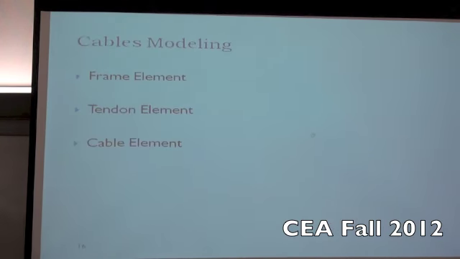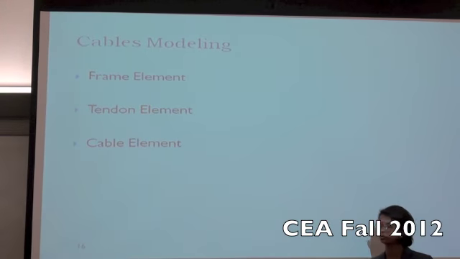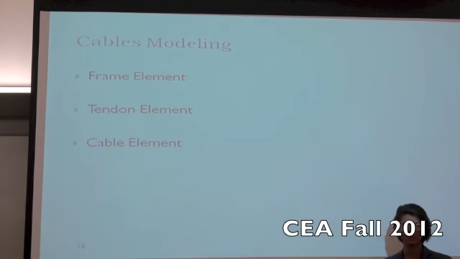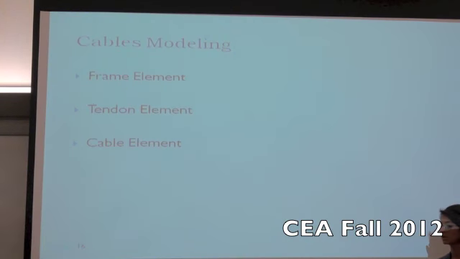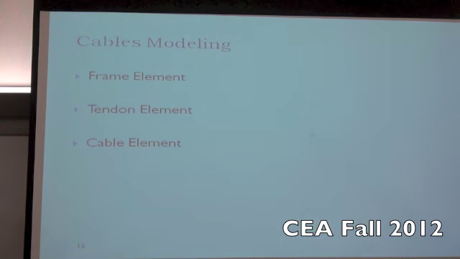And now the model. As for the modeling, we have 3 main elements to be modeled in our bridge: the cables, the connections, and the deck. We'll start first with the cables. There are 3 techniques to model the cable: frame, tendon, or cable.